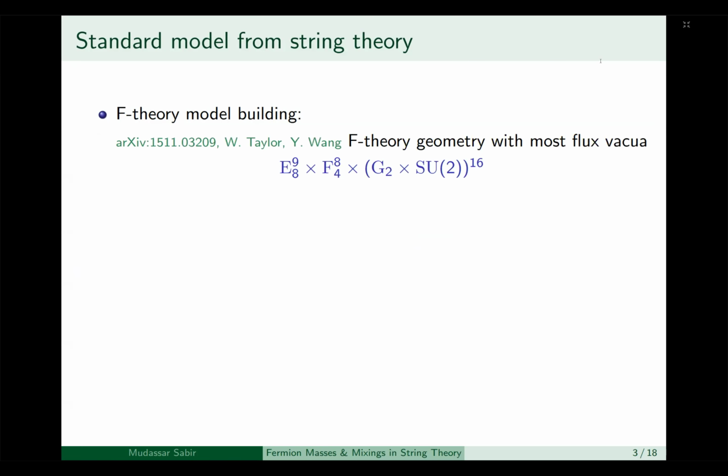There was a very important paper that appeared in 2015, which says that F theory geometry with most flux vacua has the following gauge symmetry. But unfortunately, after almost a decade, we don't understand how to get the standard model from the E8 factor here. The recent work of Washington Taylor and Xingyan Li is on E7 GUTs, but their formalism doesn't work for E8. So there is a question mark on how to get the standard model from E8 in F theory.